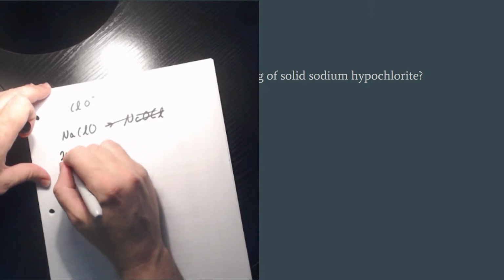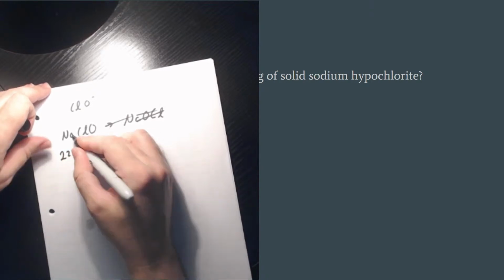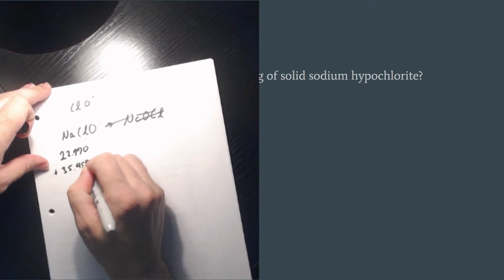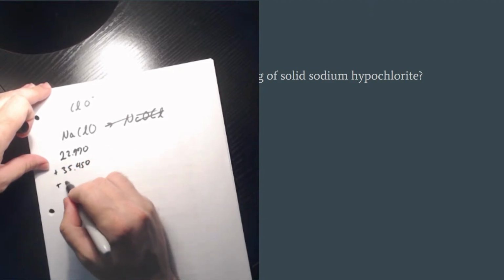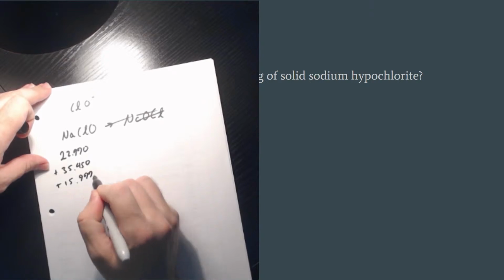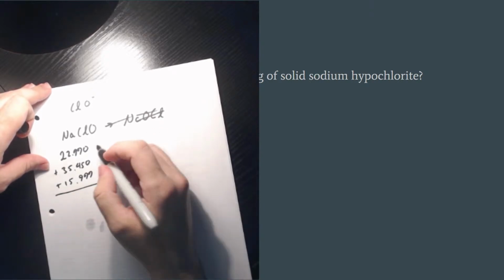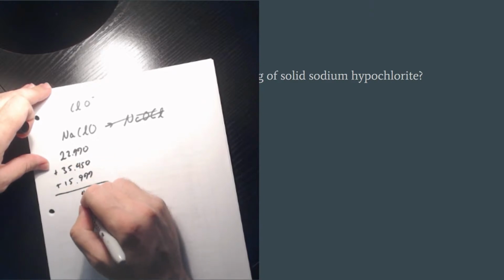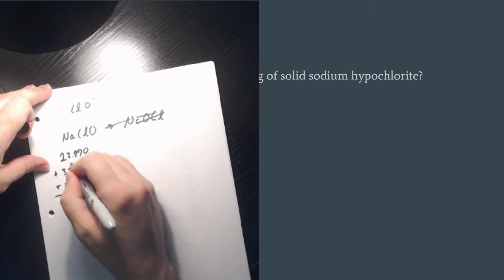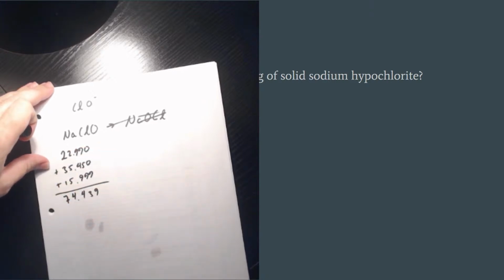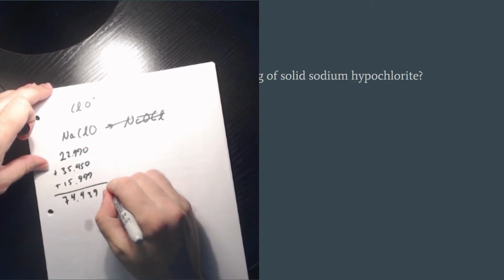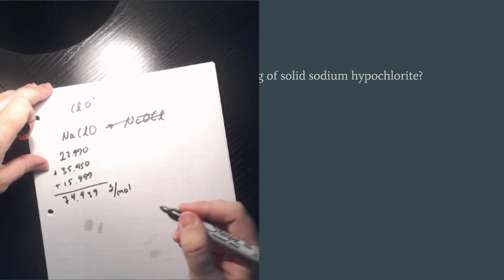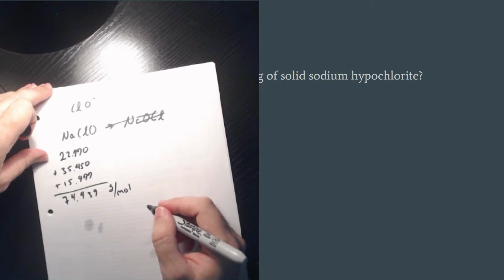So 22.990 for the sodium, plus 35.450 for the chlorine, plus 15.999 for oxygen. Gives us a molar mass of 74.439 grams per mole for the sodium hypochlorite.